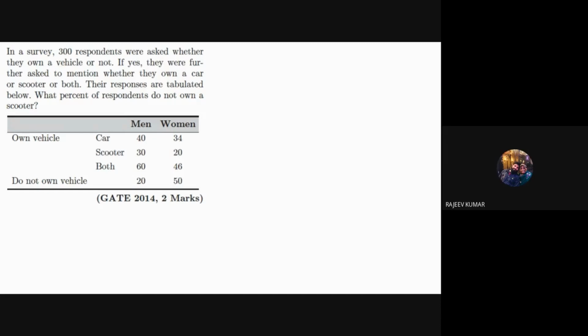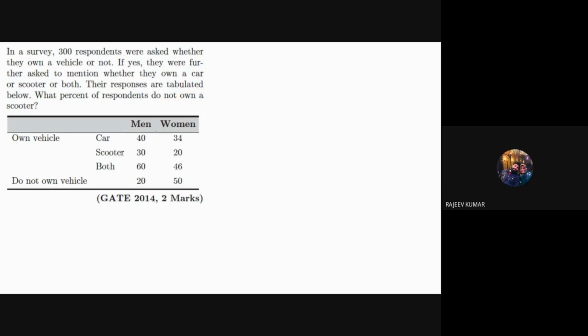Okay, so I got the answer 48%. Let's see whether it is correct or not. So in a survey, 300 respondents were asked whether they own a vehicle or not. If yes, they were further asked to mention whether they own a car, scooter, or both. The responses are tabulated below. What percent of respondents do not own a scooter?